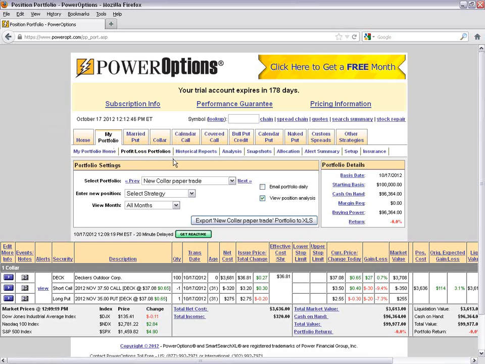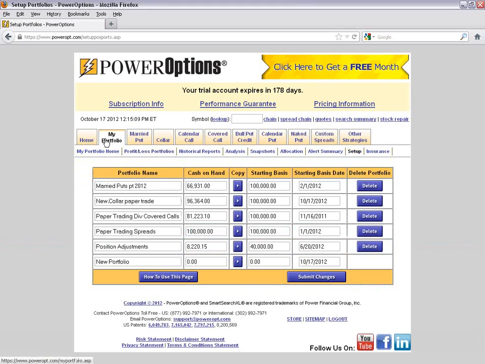Now, what if we have a real portfolio, which most of us do? Let's say that we have an account at Trade Monster or Thinkorswim or Options Express, Interactive Brokers, and we want to start putting in our positions as they exist. No problem. What we want to do is go into My Portfolio, and in the My Portfolio tools, what I do is click Setup. This will allow me to create a whole new portfolio on the fly. Now, what I'll do is we'll just put in a name. Okay, and we'll call this Actual Trading Account 1017.